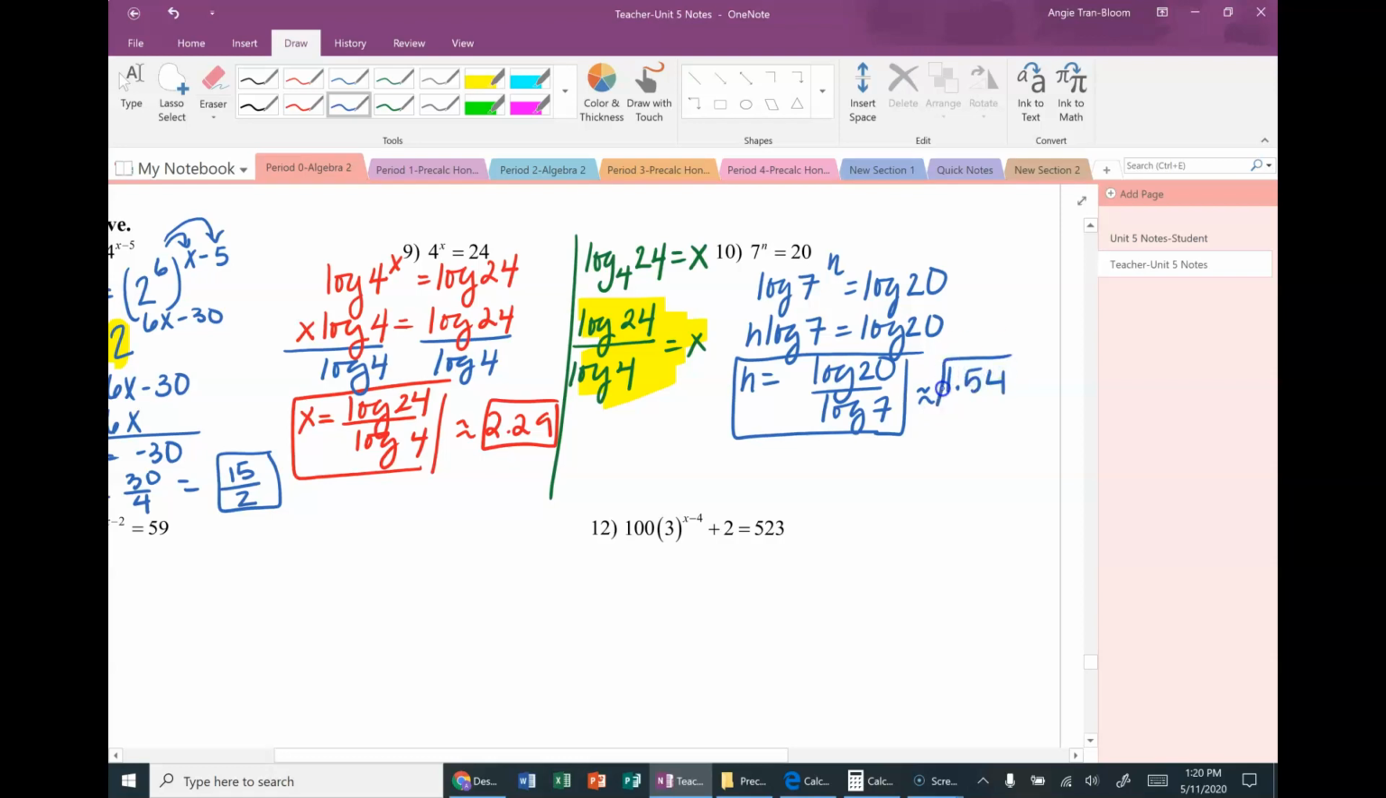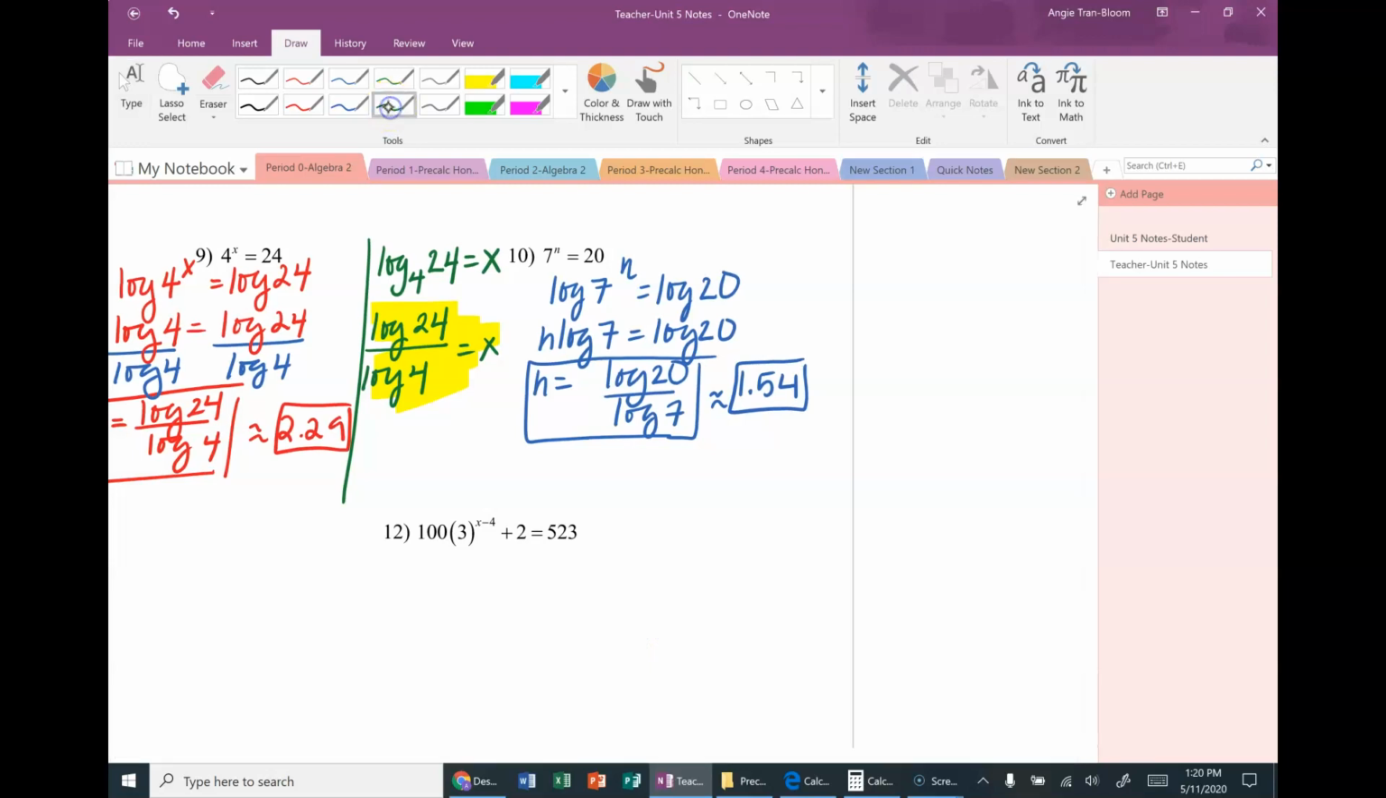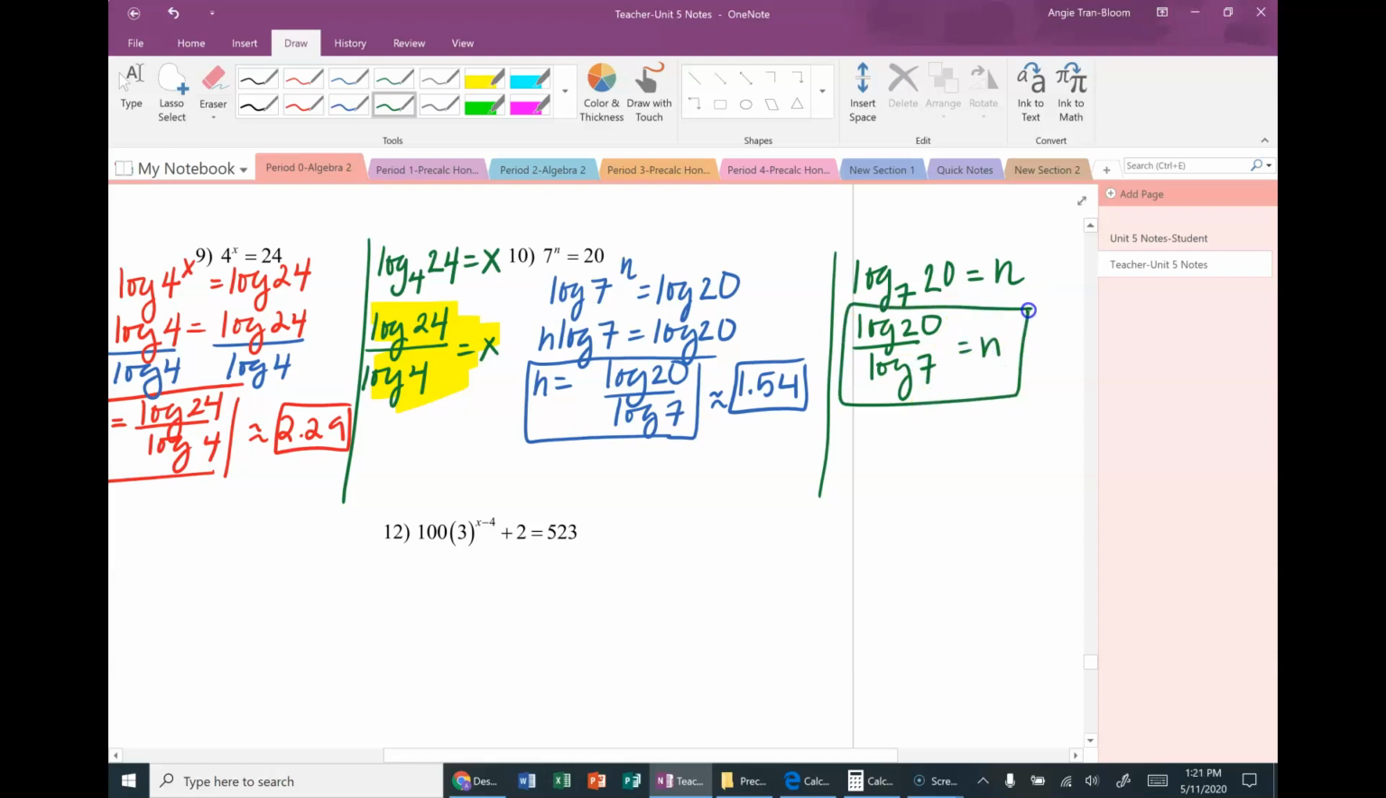Okay, so I'm looking for both the exact answer and the approximation. Now, what if you use method number 2 and rewrite it as a log? Yep, totally fine. Log base 7 of 20 equals n. Use the change of base, so log of 20 divided by log of 7. This will give us the same exact answer. And then, if you use your calculator, you should get the same approximation of 1.54.